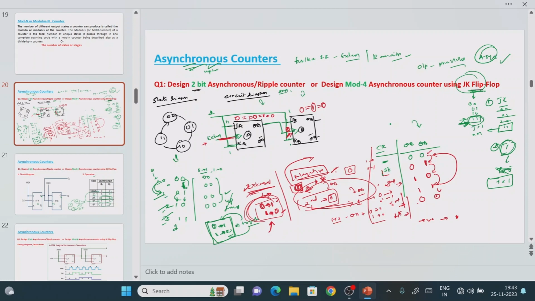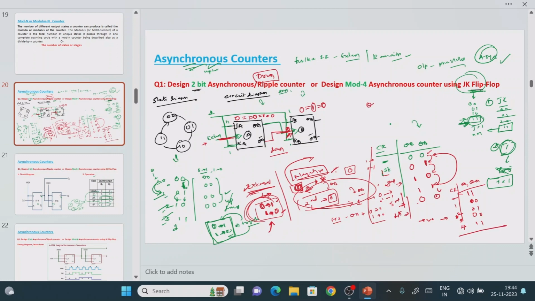Now I am not going to explain in detail how to design the down counting operation. Down counting means, if you connect QA bar to this input, it is called the down count. It means you will be getting the output: first 1 1, next 1 0, next 0 1, 0 0, again 1 1. This is nothing but QA QB, and this is the clock pulse: initial value with no clock pulse, first clock pulse, second, third, and fourth clock pulse.